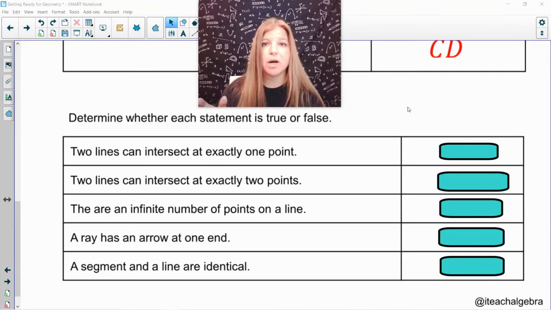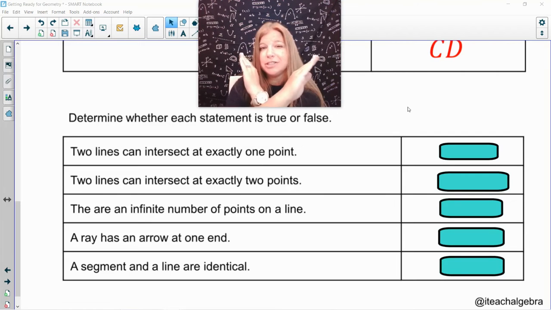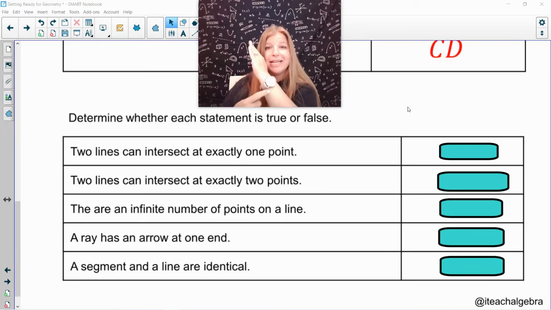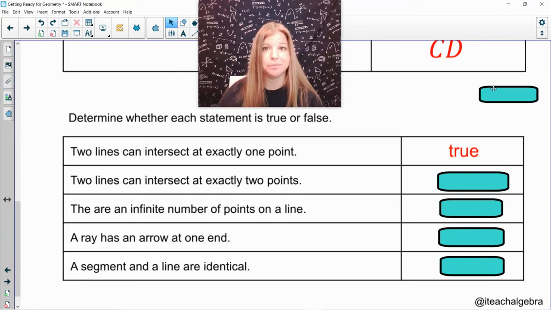The next part we're going to talk about are statements, and it says determine whether each statement is true or false. First one, two lines can intersect at exactly one point. Can two lines intersect? Absolutely. And if they intersect, how many points do they intersect at? It's only one. So that is true.